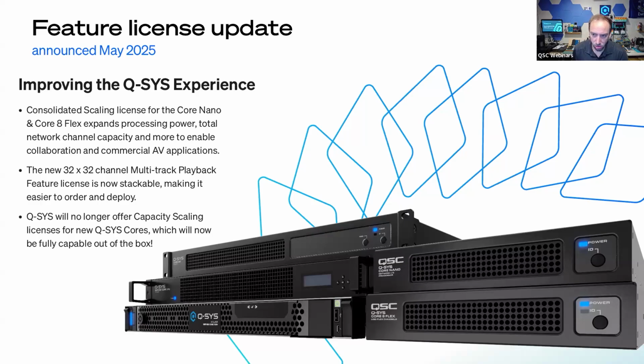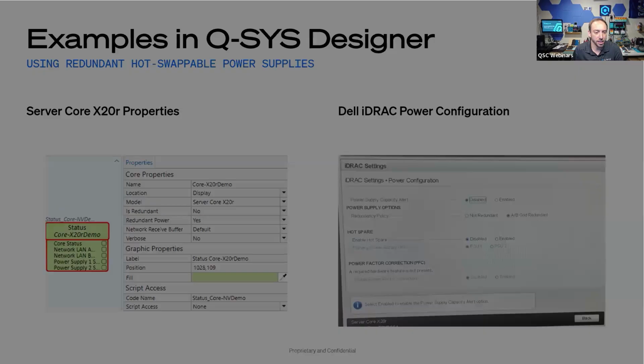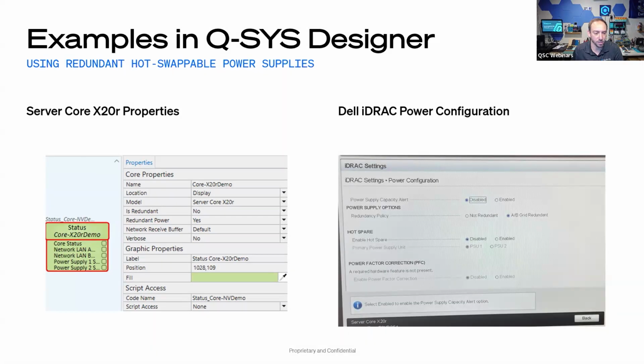With the server cores, the X20R and the X50R, I mentioned the redundant power supplies. Those do require some additional configuration to get running. So if you're using the X20R or the X50R, there is a property inside of Q-SYS Designer that is redundant power. You have to set that to yes.